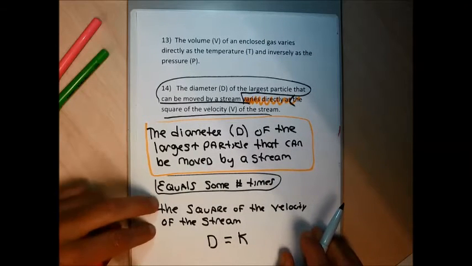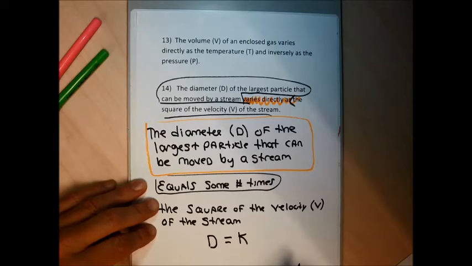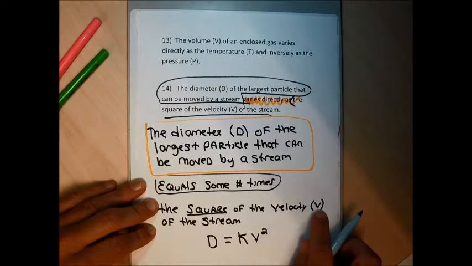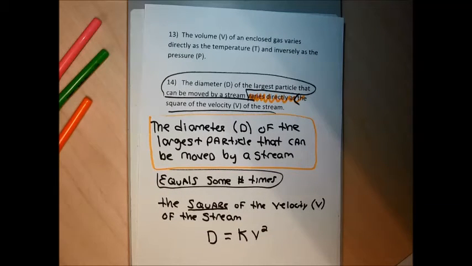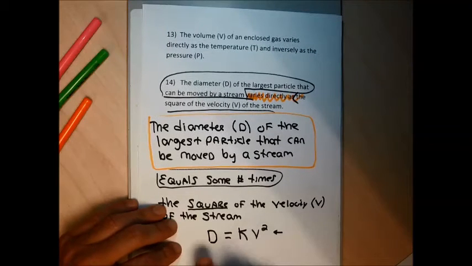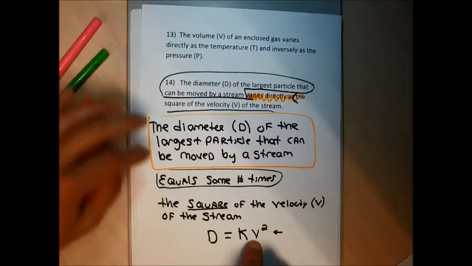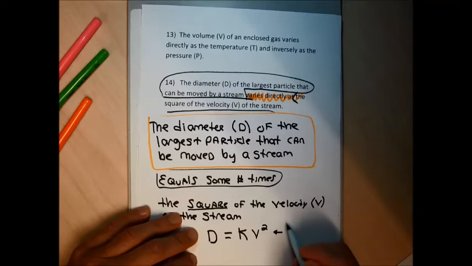Moving on to the last sentence, I need the square of the velocity v of the stream. And so the letter I need to use is v, and there's a word that implies that that v needs an exponent, and it needs an exponent of 2. So preceding the symbol for velocity, there's a key word in there that tells me I need more than just the letter v. So the answer to number 14 is going to be d equals kv squared. That represents those words in a really concise equation.